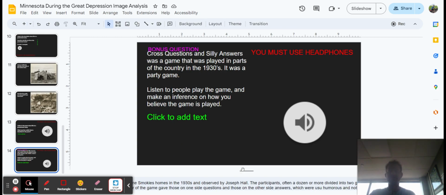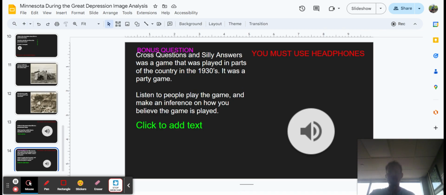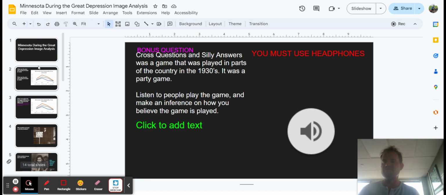Now, this is a bonus question for you. This bonus question is called Cross Questions and Silly Answers. This is a game that was super popular in the 1930s. It's a party game. You do it when you've got all your friends together. You're going to hear somebody play the game, and then I'd like you to type in this box what you think the game was played as and how you believe you would play this game. That's how to do the Minnesota during the Great Depression image analysis assignment.